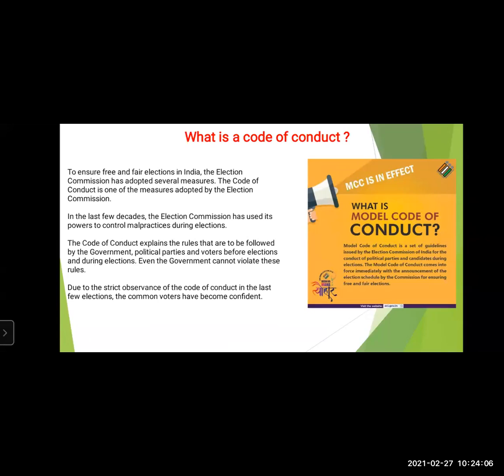So the Code of Conduct explains the rules that are to be followed by the government, political parties, and voters before elections and during elections. It has to be mandatorily followed by the government, political parties, and voters as well. Even the government cannot violate, that is, break the rules mentioned under this Code of Conduct.